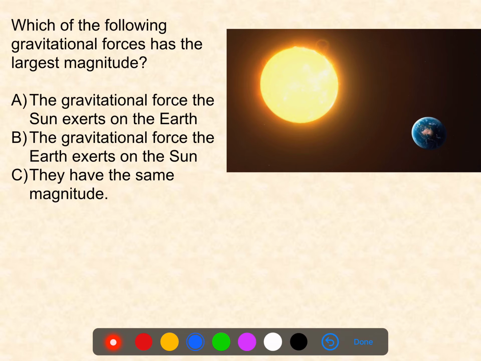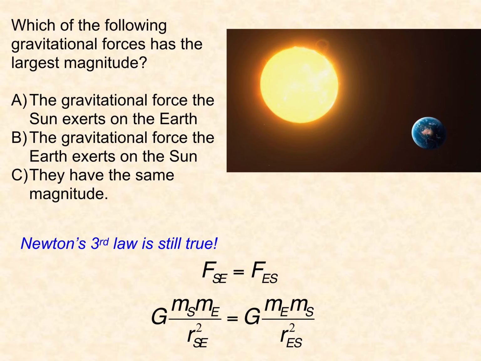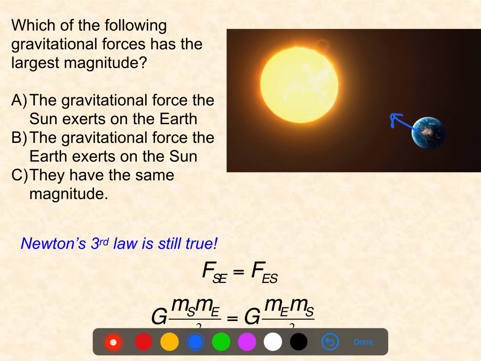Okay, so let's take another example. Which of the following is going to give us the largest gravitational force? The gravitational force that the sun exerts on the Earth, the gravitational force that the Earth exerts on the sun, or are they the same? Well, as I alluded to before, Newton's third law still is a thing, and if we have a force of gravity on one object, it stands to reason that we have an equal and opposite force of gravity on the other object. So their magnitudes are the same.